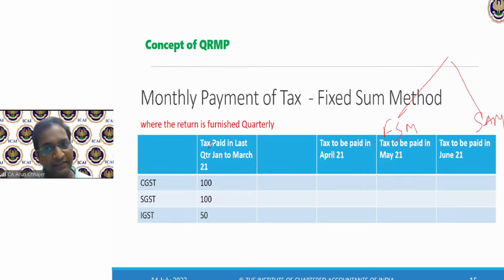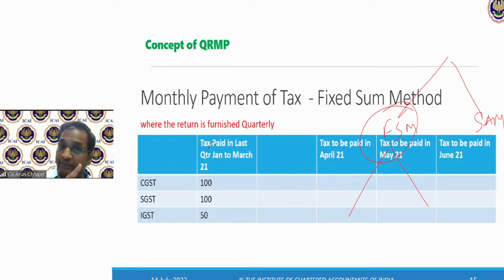हम किस मेथड की बात करें? फिक्स सम मेथड की. In the fixed sum method, it will depend upon what is the frequency of the last quarter. What is the frequency of the last quarter? Now I assume that the furnishing frequency of the last period is quarterly.